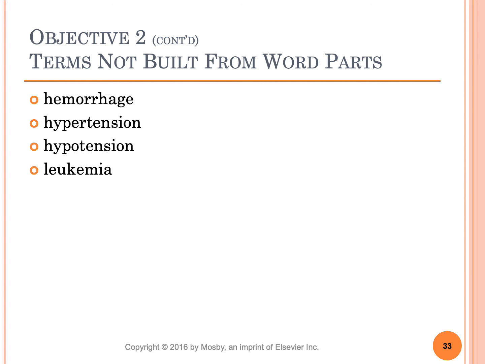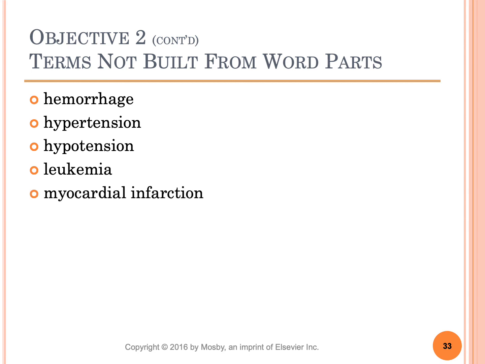Leukemia is a word term that refers to a cancerous or malignant disease of the white blood cells, and white blood cells are typically born in the bone marrow. All right, and so leukemia is characterized by an excessive number of abnormal leukocytes that are in the bone marrow.